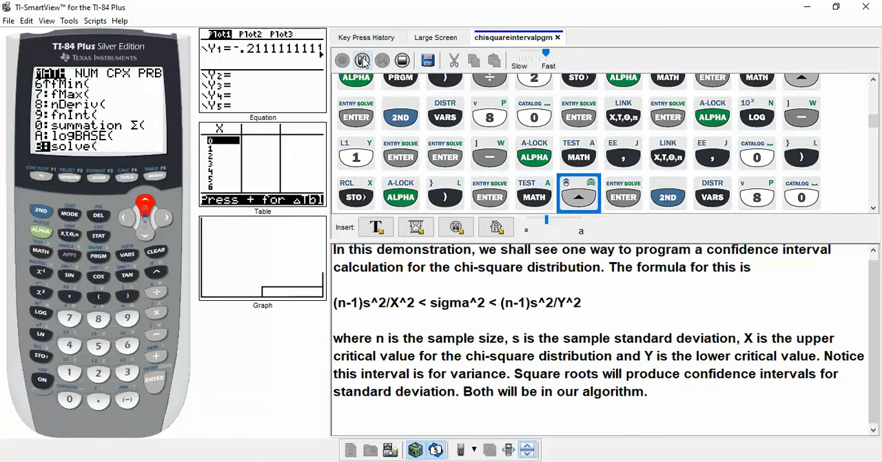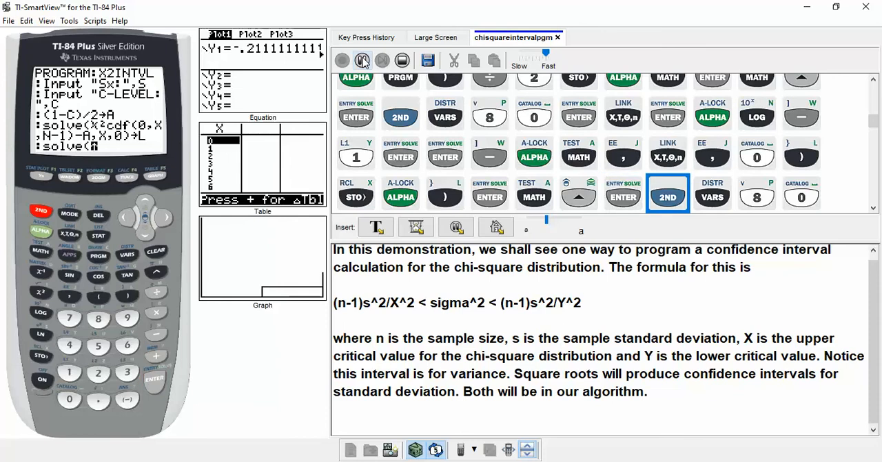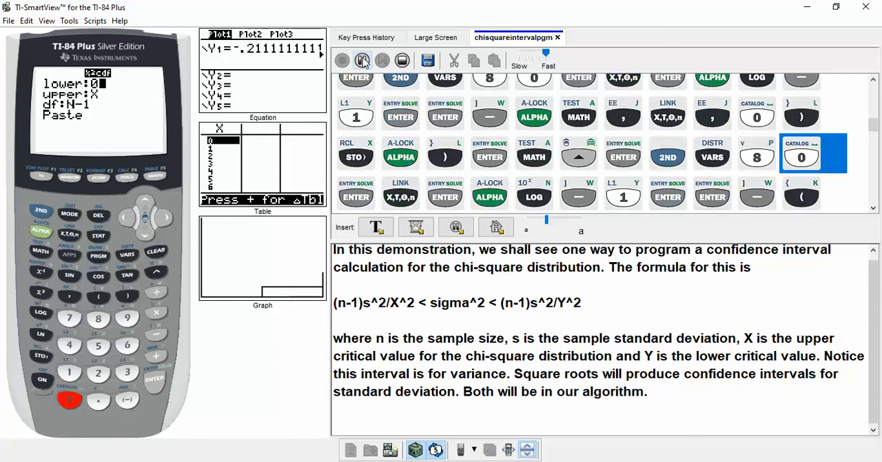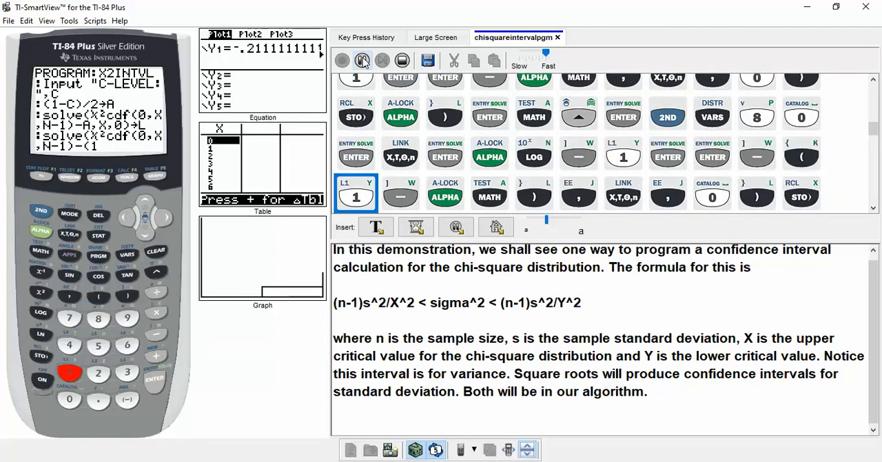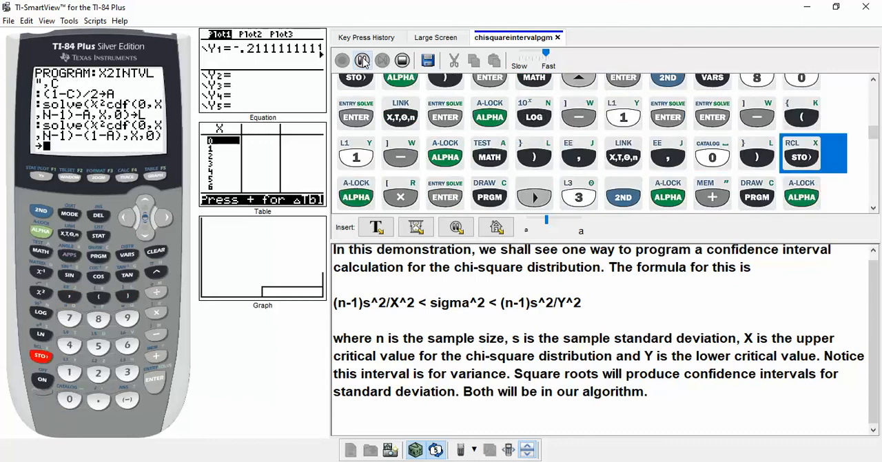I'm going to repeat this. I'm going to go to Math, Solve, go back to second VARS for distributions, call up the option 8 chi-squared CDF, type in 0 for the lower bound, x for the upper bound, n minus 1 for the degrees of freedom again. And I'll paste that back in. Then I'm going to subtract the quantity 1 minus A. This will give me the right critical value. So I'll do a comma and then an x, that tells the solve that I'm solving for x. A comma 0 tells it to start the guesswork at 0. Then we're going to store that under the letter R.